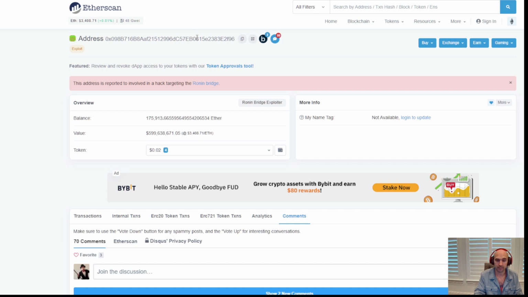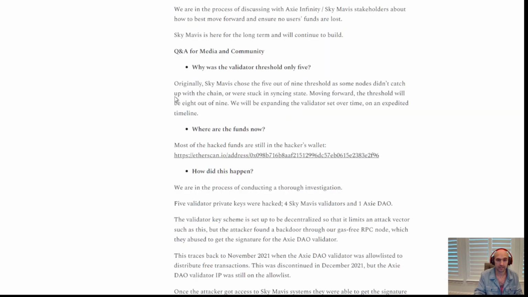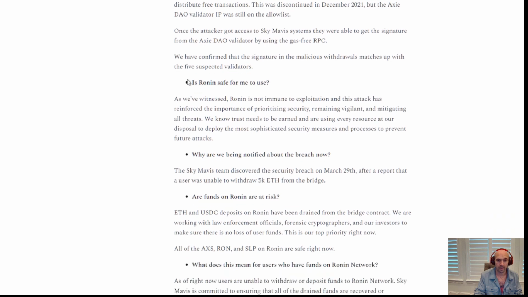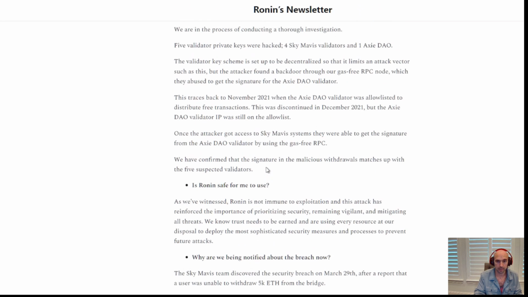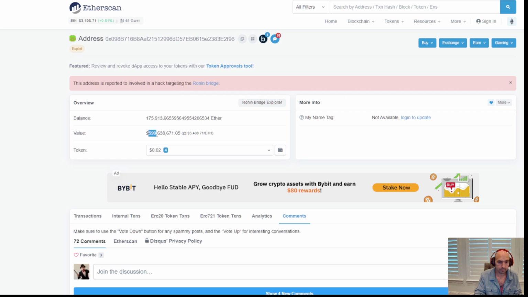A game changer to see how Axie Infinity responds to this. They did already make, like I said, a comment on it. It says, is it safe for you to reuse, and are your funds at risk? It says the ETH and USDC deposits on Ronin have been drained from the bridge contract. We are working with law enforcement and forensic cryptographers and our investors to make sure there's no loss of user funds. So they're trying to get everyone's funds back. They're going to have to pay back, you know, 600 million, which is no small task by any means. And they'll have to see what kind of, I don't know if there's insurance for this, but pretty insane stuff.